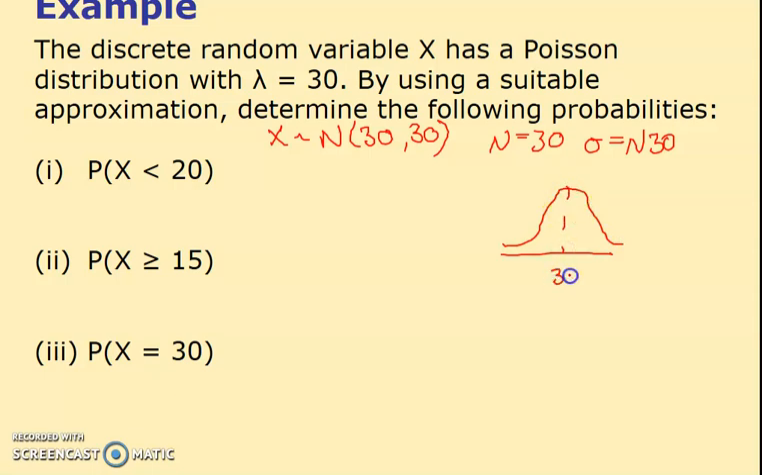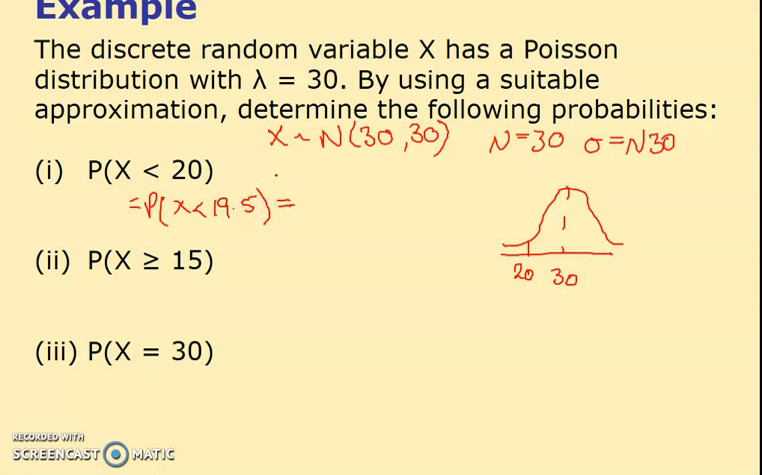So here I'm doing this here. There's my 30. The first question says, what's the probability of being less than 20? 20 is all the way down there. Less than 20. Oh, notice I don't want the 20. It's not equal to. So I'm going to use here the continuity correction. X is less than 19.5.